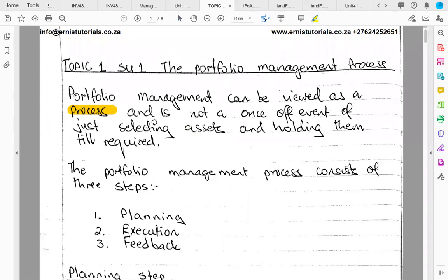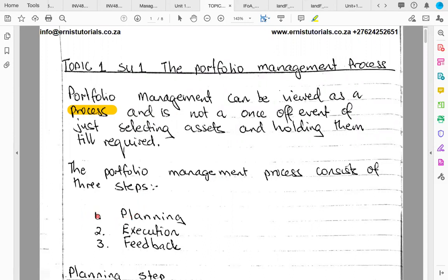So when we talk about portfolio management, we're not simply talking about buying shares and property and bonds and then just holding them until you need to sell them to get your money back to use it for whatever you need to do. Rather, when we talk about the portfolio management process, we are not simply buying assets and holding them until maturity and then selling them to get the money we need. Rather, the portfolio management process involves 3 steps, which will continuously happen over the course of the life of you holding a portfolio.